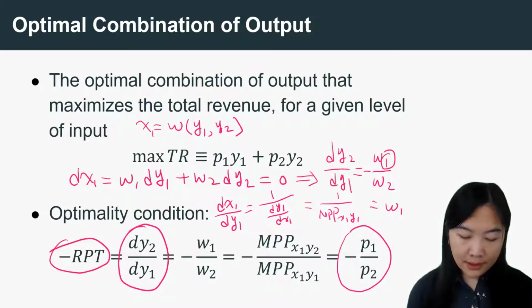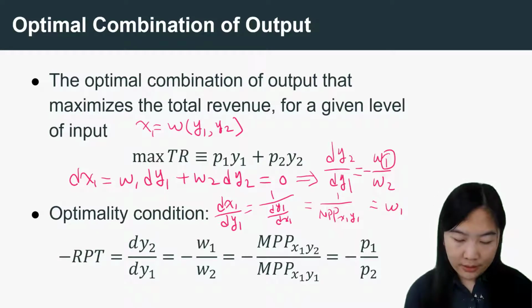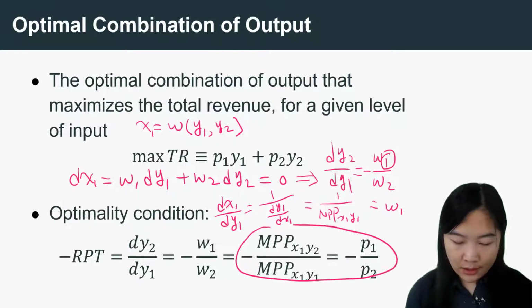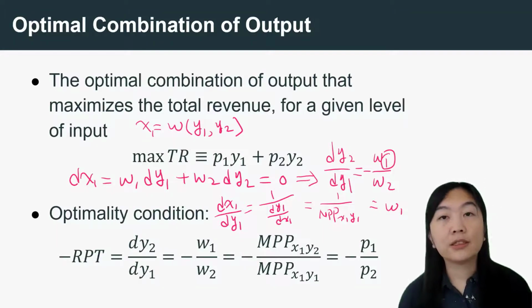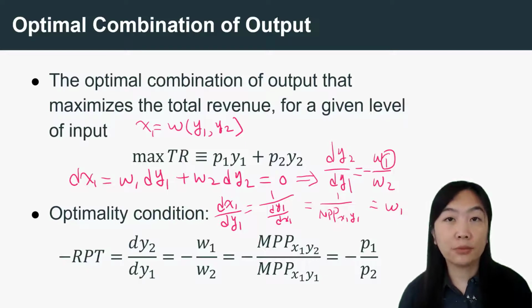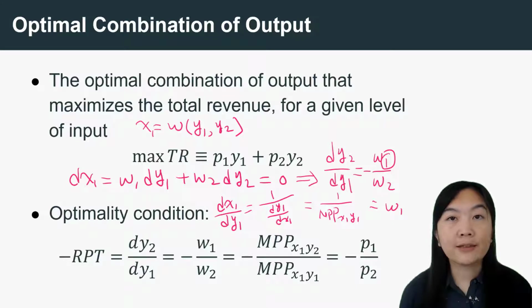So this together is the optimality condition. Usually we only use this part, and we can get rid of the negative sign there. So that's your optimality condition. But you do have to understand where those ratios come from and what they represent.